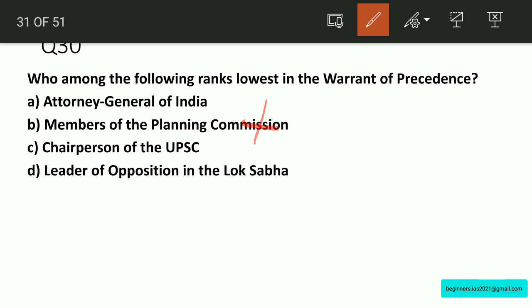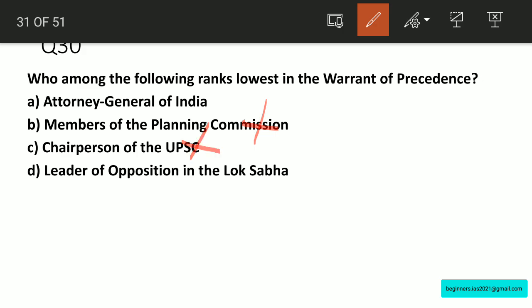Let us see the remaining things. 7A comes under holders of Bharat Ratna, and judges come under 9th rank, and 9A is Chairperson of the Union Public Service Commission, Chief Election Commissioner and CAG of India. So therefore UPSC is obviously wrong.